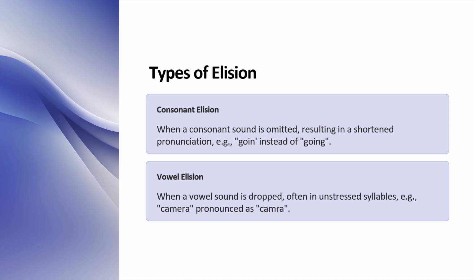And the second one is vowel elision. As the name suggests, vowel elision is the elision of the vowel sound. For example, we used to say camera instead of camera. The a is being omitted in the pronunciation of camera, and we do not pronounce it in full, and instead we used to say it in the shortened way. So this phenomenon is known as elision.